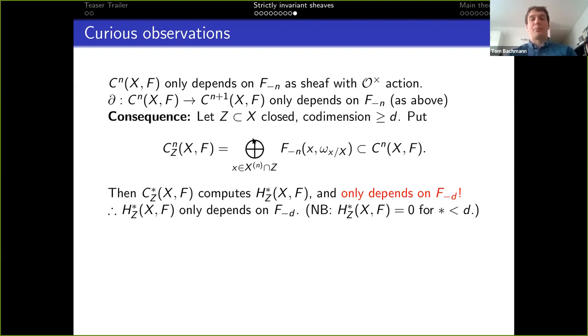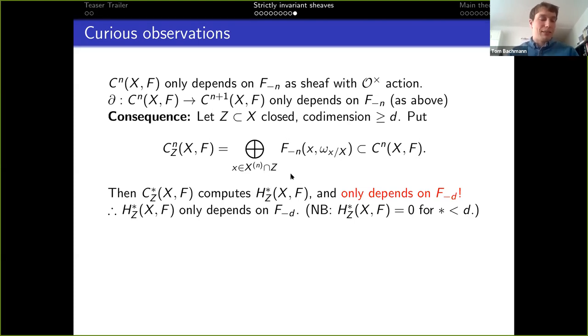I mean, you get a subcomplex of the Rost-Schmid complex. And it turns out that this guy computes the cohomology with support in Z. But look, if I take some point X, which has codimension less than D, then of course it cannot lie in Z. So this means that the first couple of groups in this complex, they're all zero. And then the first one, which you see is somehow F minus D of the generic points of Z. And then you get F minus D minus one and so on and so forth. So what you find is that this entire complex only depends on F minus D and not on all of F. And the conclusion is that in particular, this cohomology with support in Z only depends on F minus D.